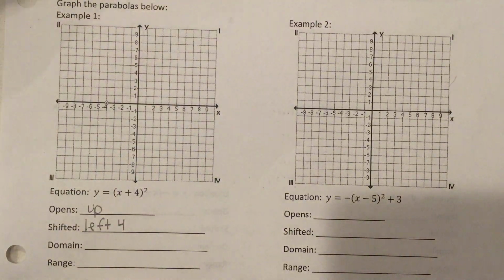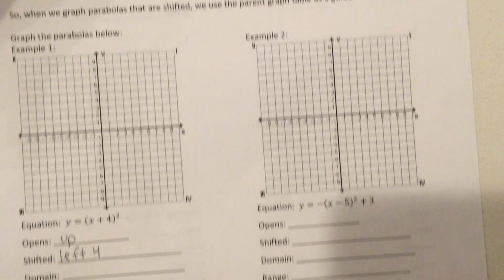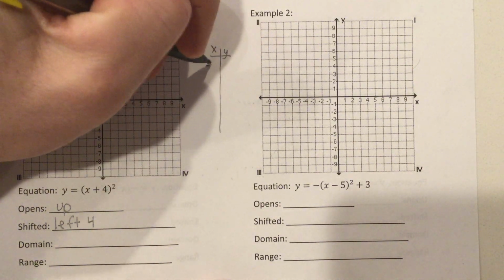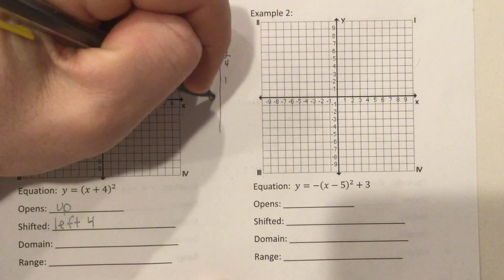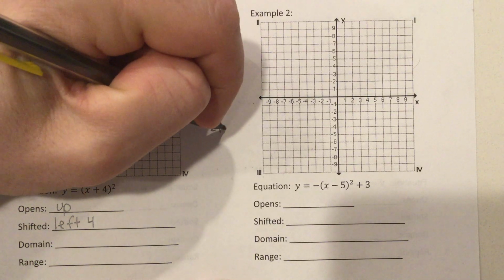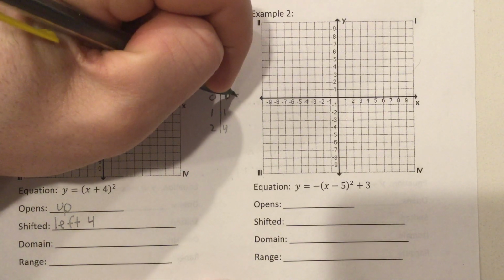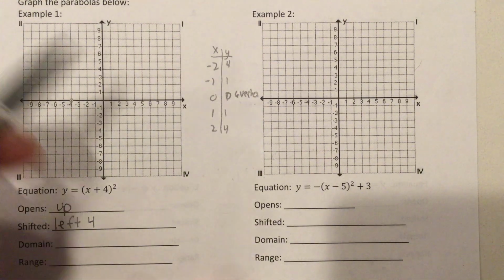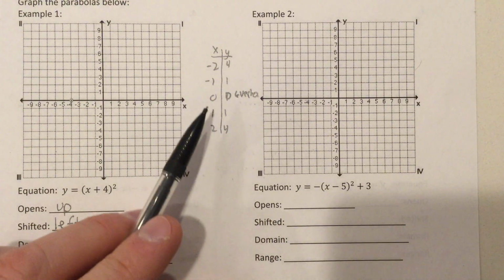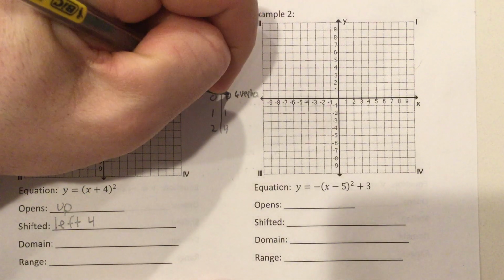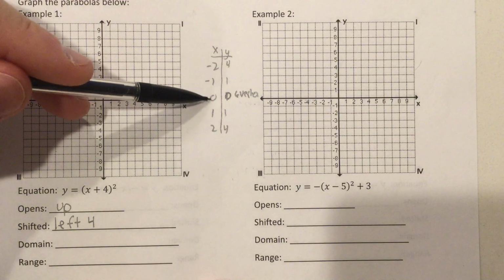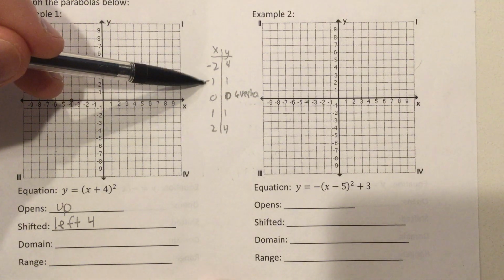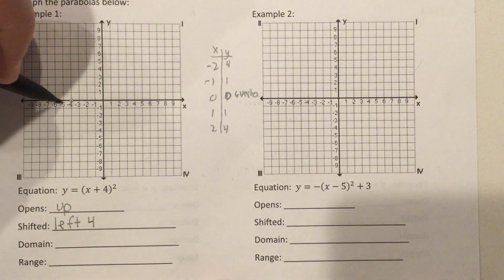You can either refer back to the parent graph table up here, or I'm just going to rewrite it here so it's on the same screen. Remember, the 0, 0 is our vertex. Now, instead of thinking of these as ordered pairs, we're thinking of them as movements from our vertex. We already have the vertex plotted. From our vertex, we're going left 1 and up 1. So there's my vertex, left 1, up 1.